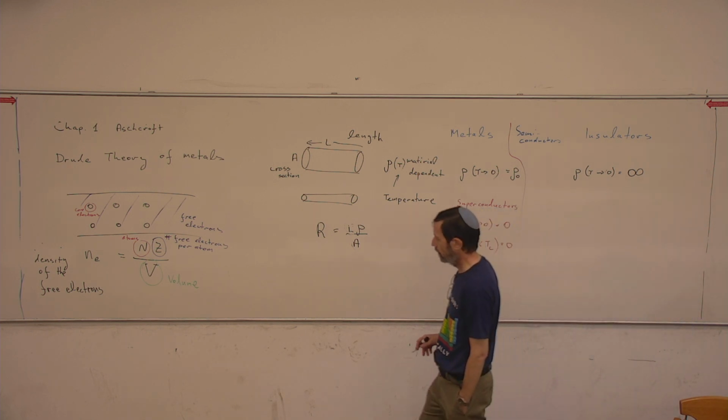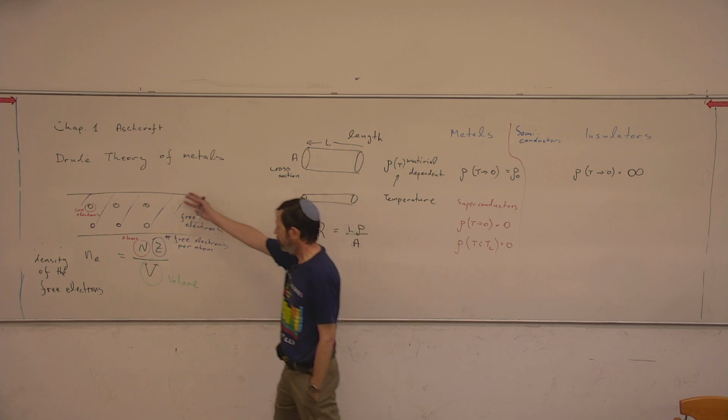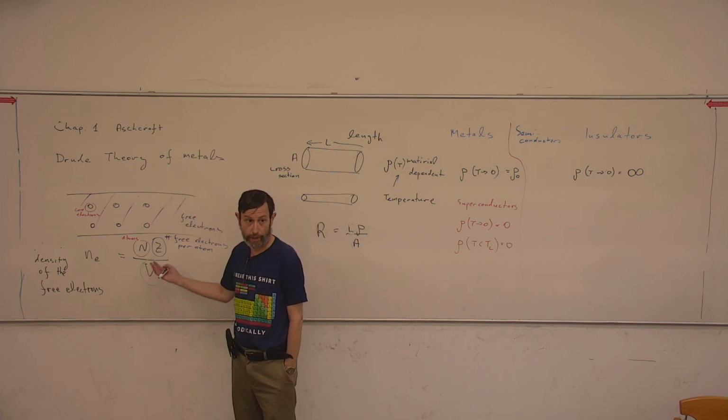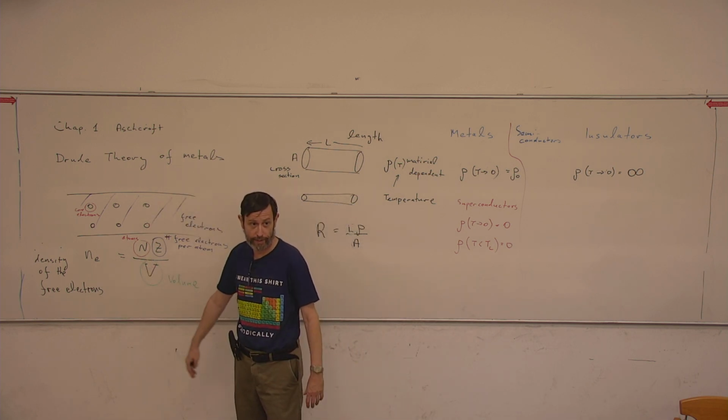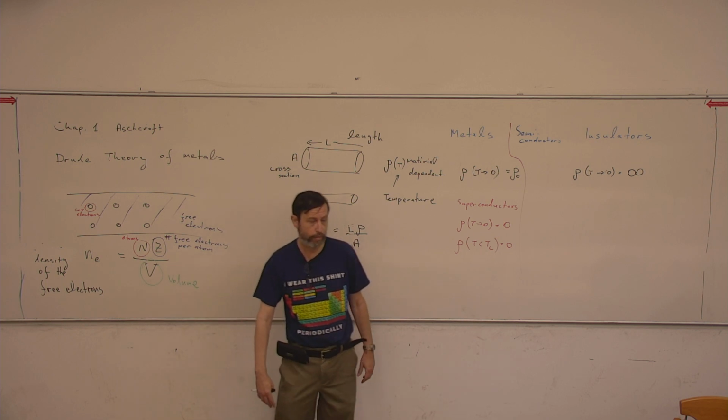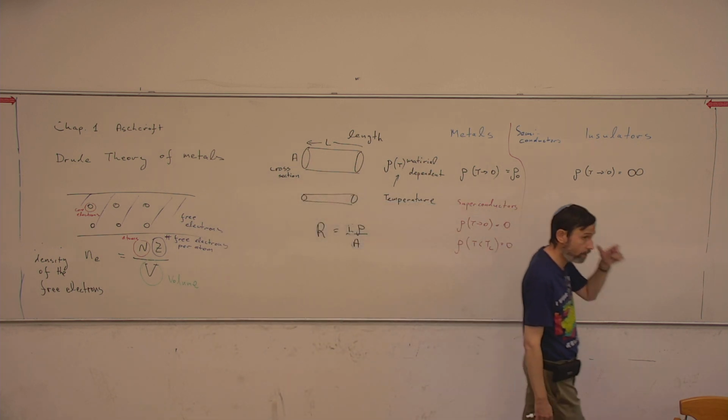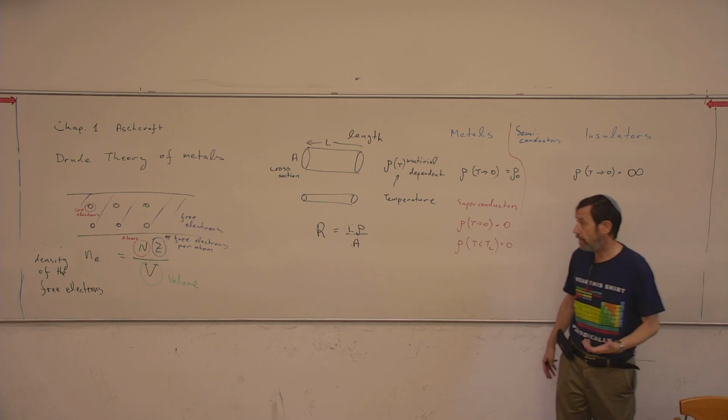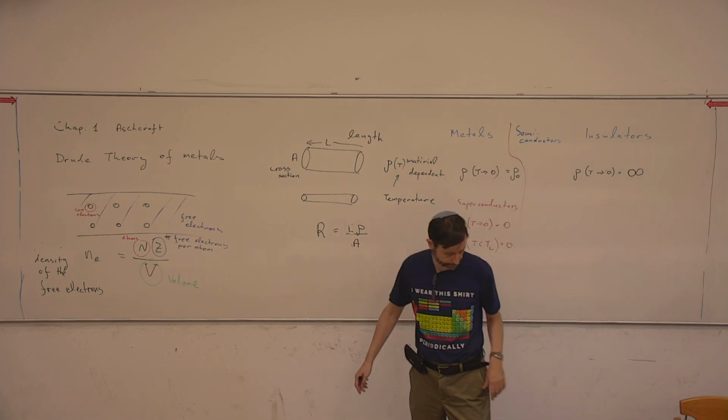Volume of who? The metal. Of the whole metal? Yeah, I have n atoms in this piece of metal. Each one of them contributes Z electrons. And the density is divided by the volume.